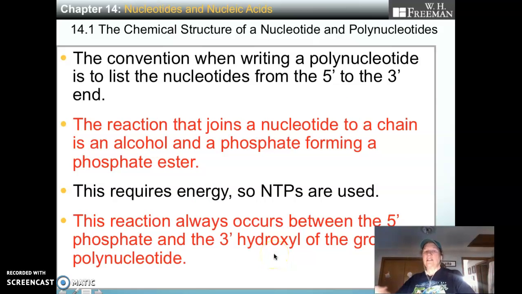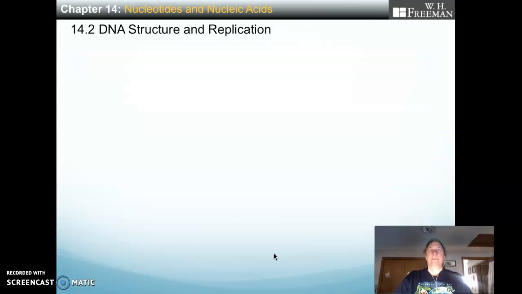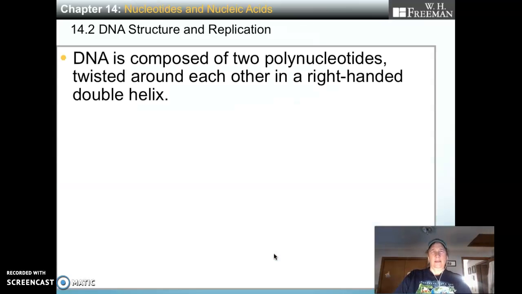And on the other side, it's going to be just the opposite. It's going to go from the 3-hydroxyl to the 5-phosphate. So you'll see sometimes on there, they'll have 5 to 3, 3 to 5. And again, that's just which carbon they're on. Not a huge deal, you guys. It's more important that you understand that the A goes with T and C goes with G, and that never changes. Okay?